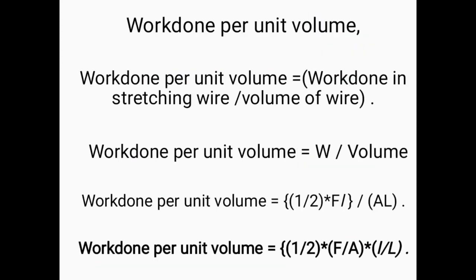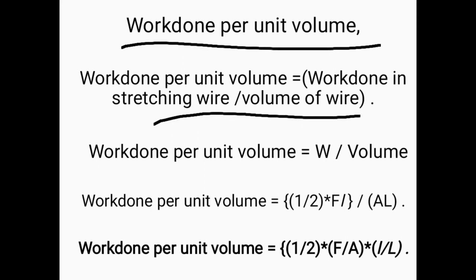Until now we have done work done, total work done, and now we are going to study work done per unit volume. Work done per unit volume is nothing but the work done in stretching the wire divided by volume. And we know the work done formula, that is half into force into extension, and volume is area into L. So rearranging this equation, it becomes half into force divided by area into small l divided by capital L.